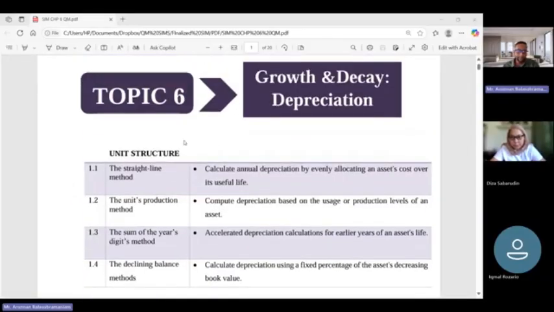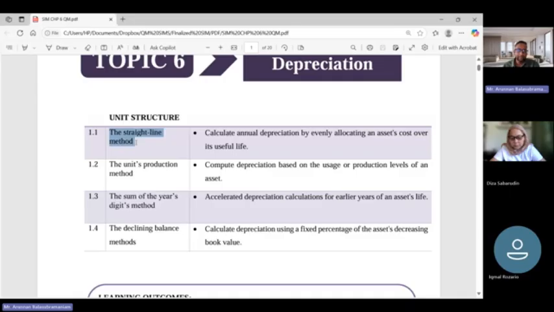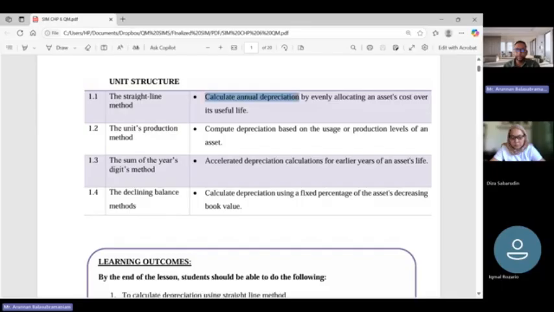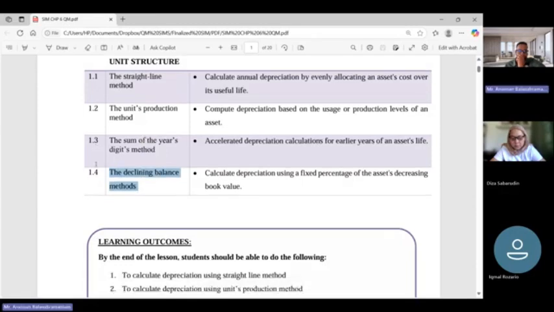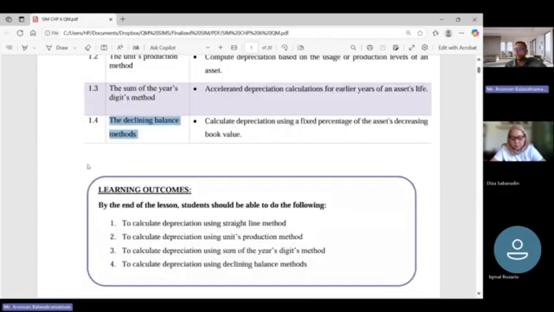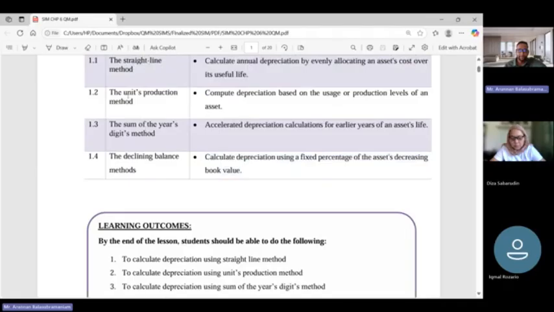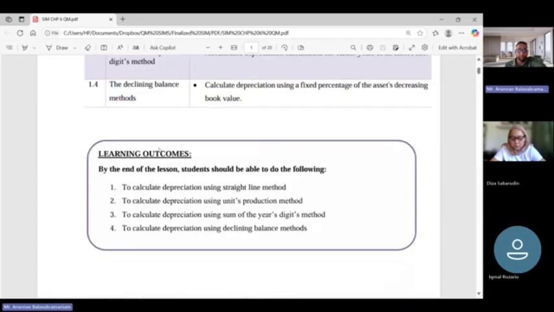So far we have discussed the straight line method, which basically calculates the annual depreciation. And also we jumped to the declining balance method. In fact, we just looked at one kind of the declining balance method. We have also calculated this. But next class, I may discuss with both of you the unit production method and also the sum of the years digit method.